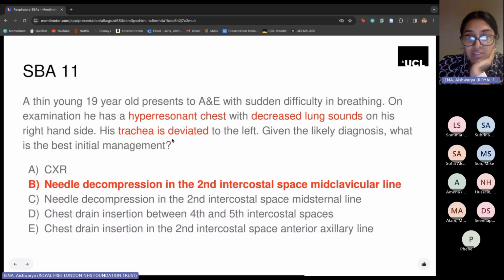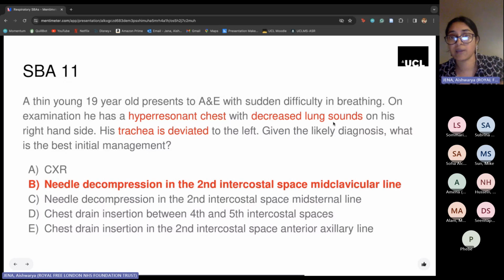some of the giveaways in the brief, which include thin, young, 19-year-old. That's your typical presentation for a tension pneumothorax, or for a pneumothorax generally. Then hyperresonant chest and decreased lung sounds in your examination. That's obviously why you need to always check.